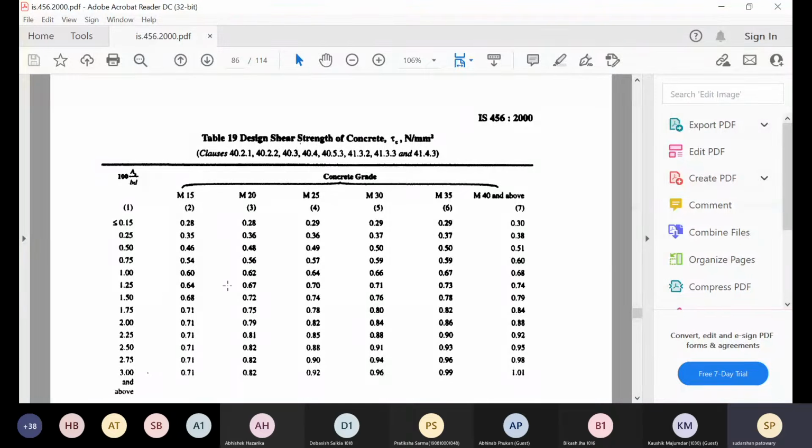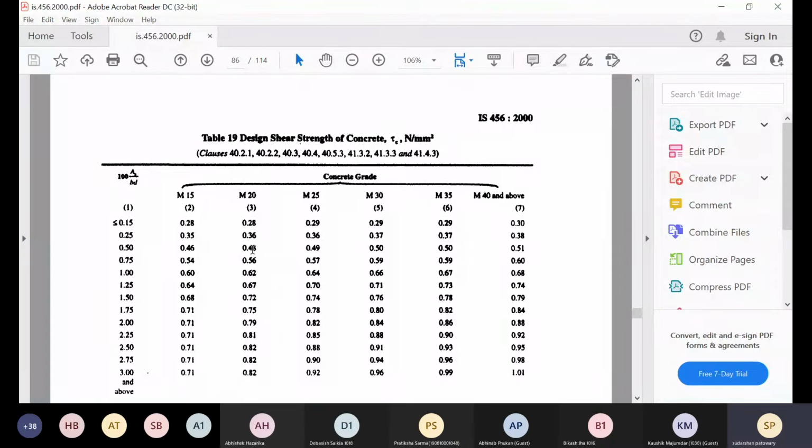Here, see 0.5, 0.25. Suppose any value lies between 0.25 and 0.5, and you are using the grade of concrete as M20. For 0.25, the corresponding value is 0.36, and for 0.5, the corresponding value is 0.48, for M20 grade. Now suppose your percentage of reinforcement is 0.35. Then you have to interpolate between 0.36 and 0.48. Clear? To calculate the value of tau c.